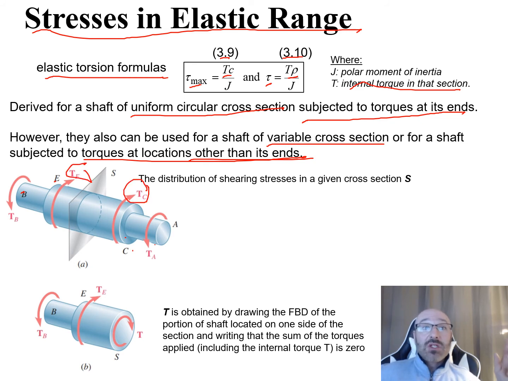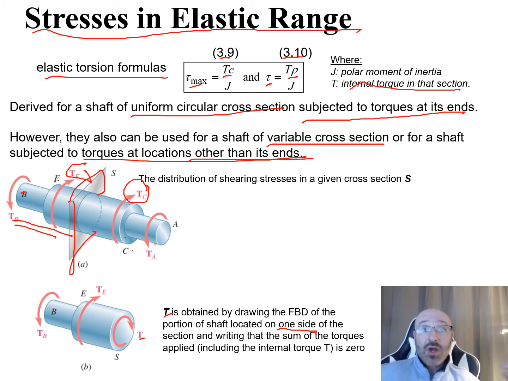So then what we can do is, if we take this section right there at S, cut that in half, and look at just this half from B to S, we can draw out our free body diagram. So we can obtain this internal torque T on the end by drawing the free body diagram of the portion of the shaft located on just one side. So we're dealing with this left side from B to S of the section.